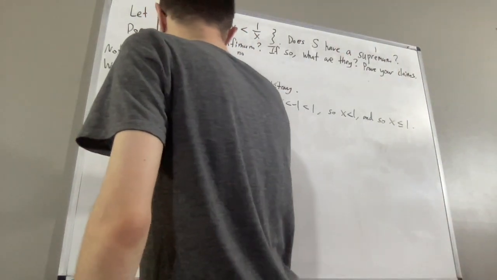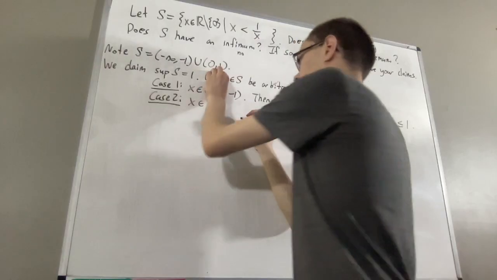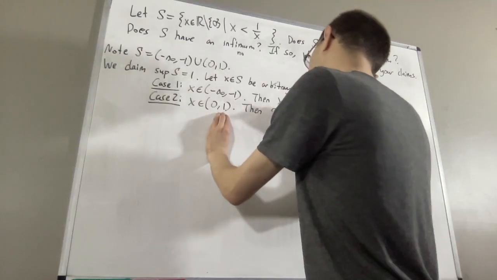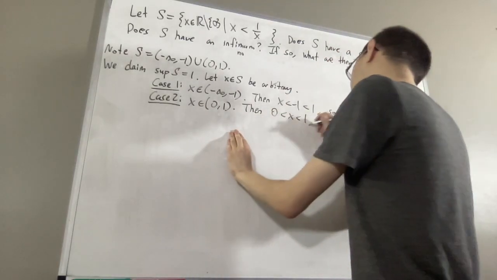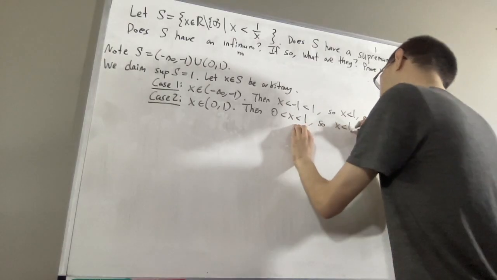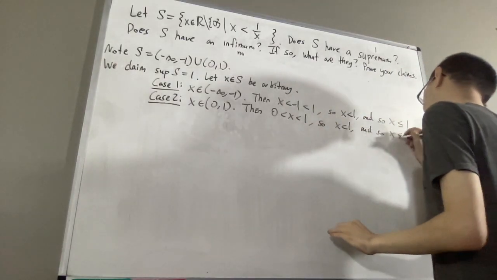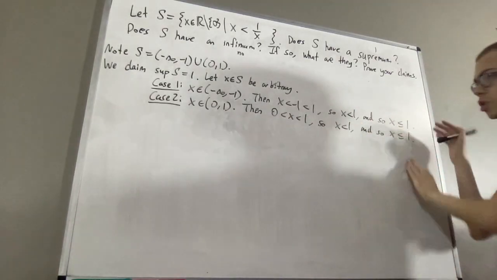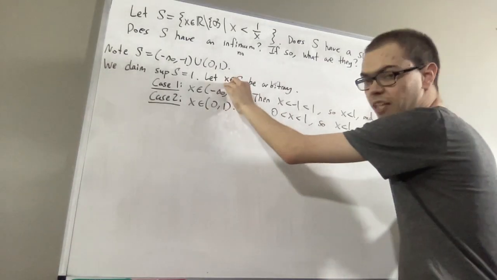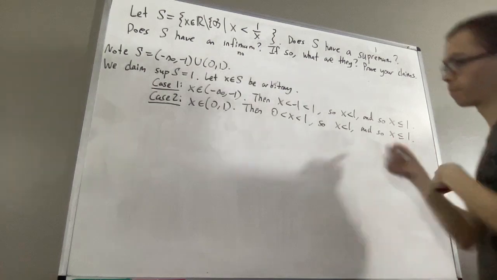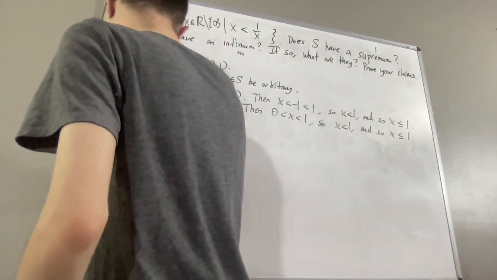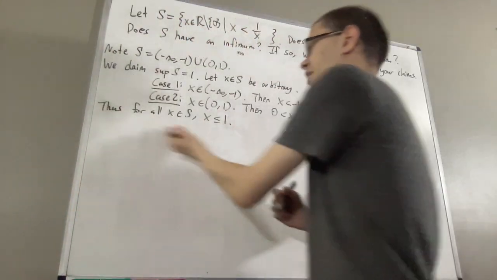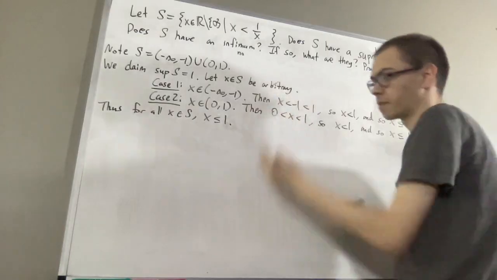As for case 2, we consider what happens if x is an element of the other interval, if x is an element of (0, 1). By definition of this interval, this means x lies between 0 and 1. So we see x is less than 1, and so x is less than or equal to 1. And so that's it. No matter what, x is less than or equal to 1. So this shows, given any element x in S, we have x is less than or equal to 1. Thus, for all x in S, x is less than or equal to 1. And that's precisely what it means for 1 to be an upper bound of S.